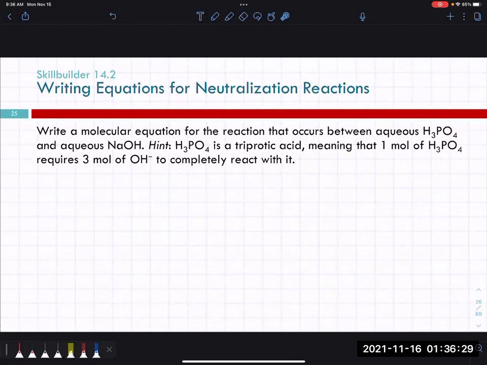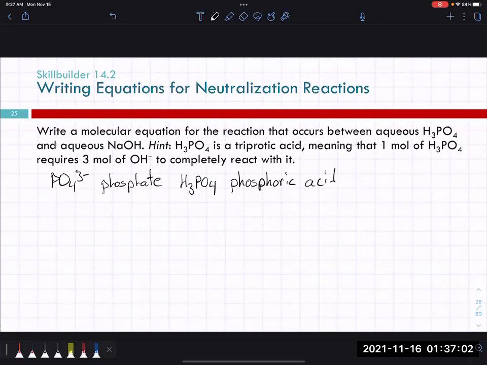So let's write a molecular equation for the reaction that occurs between H3PO4. So this is another one of those oxyacids. The base form for PO4 3- is phosphate. So H3PO4 would be phosphoric acid.